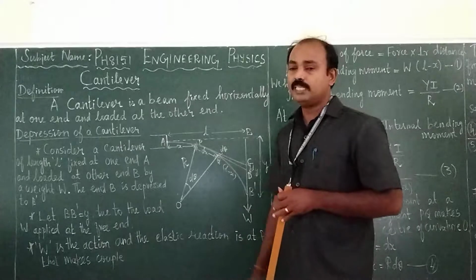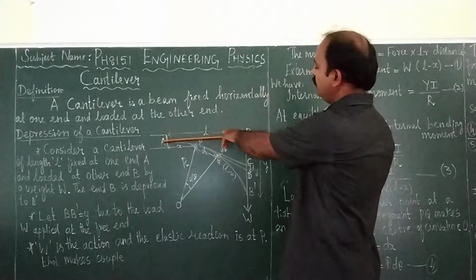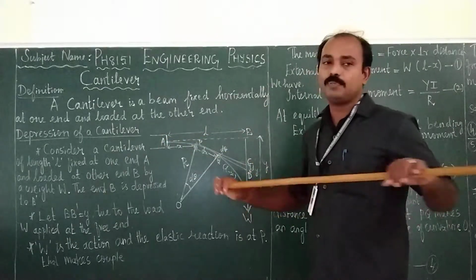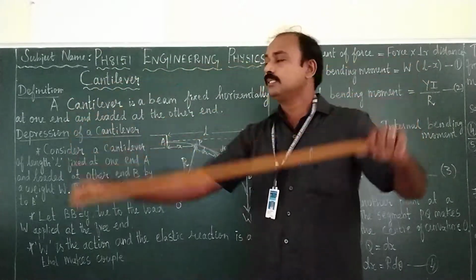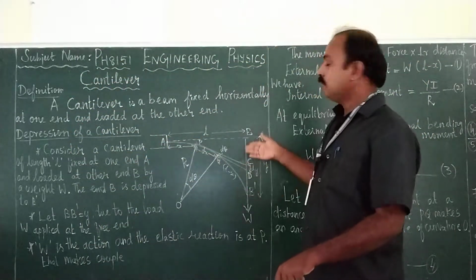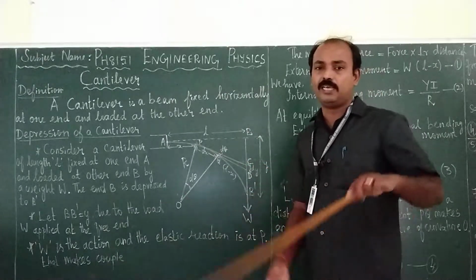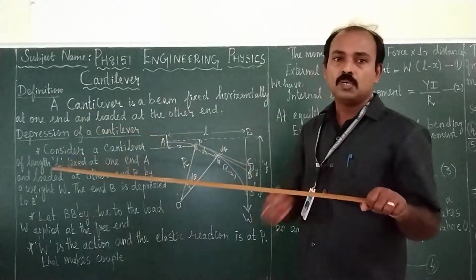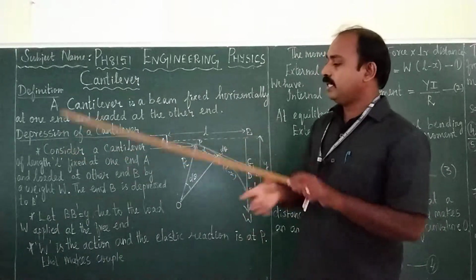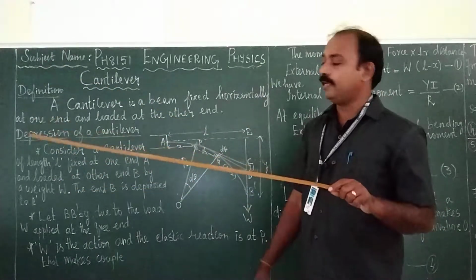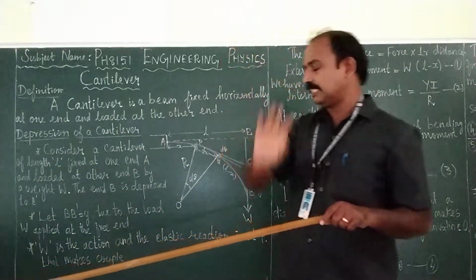For that, you can take a cantilever that is fixed at one end and loaded at the other end. What happens after loading? After loading, this end is going to be depressed. The depression is also shown in this particular diagram. Consider a cantilever whose length is L. One end is fixed and the other end is loaded. The load is taken as W, that is the weight.